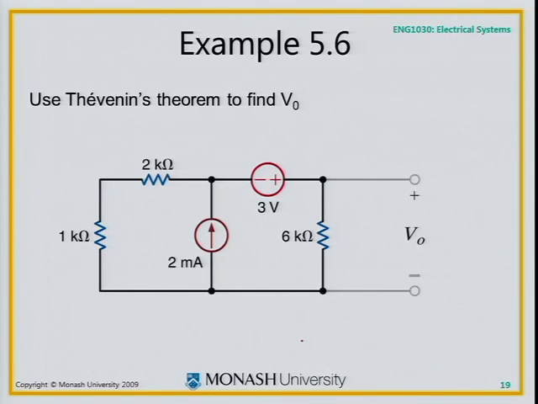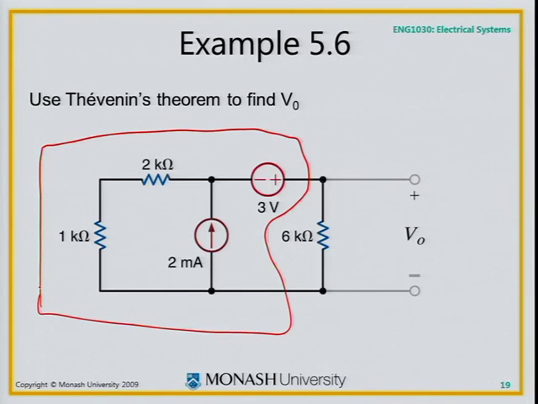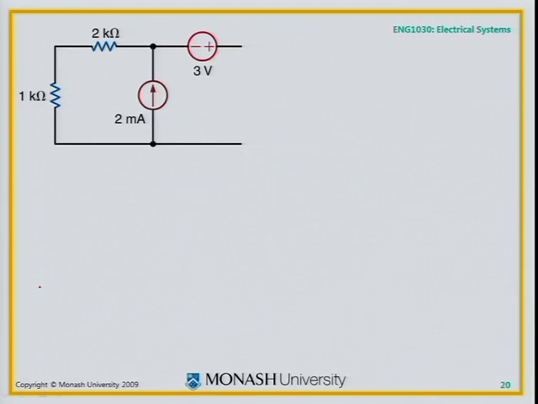Here's a question. It says, use Thevenin's theorem to find V0. That's a poor question. Let's change the question to: find the Thevenin equivalent of the circuit in the box. And then I just have to add on the 6K resistor. If I replace the thing in the box by the Thevenin equivalent, it's going to be pretty easy to find V0 by a voltage division, because I'll have a voltage source and two resistors, all in series. So the real question is, find the Thevenin equivalent of that circuit there.